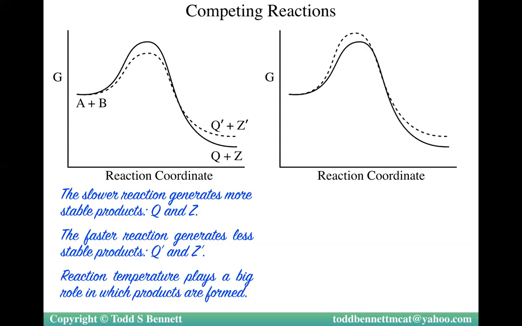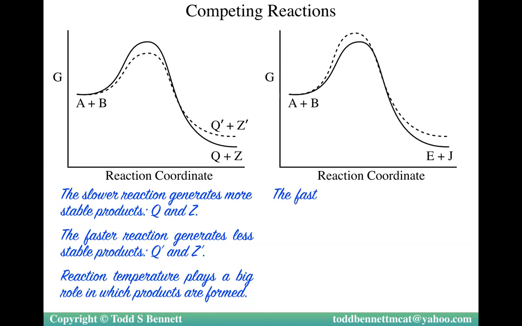Every now and then you have competing reactions like this where the more favorable product is also the lower activation energy. So the solid line has lower activation energy and finishes lower. The dashed line is less favorable and higher in energy at the end, so it's not as stable. So it's harder to form and less favorable to form. Therefore, it typically doesn't form.